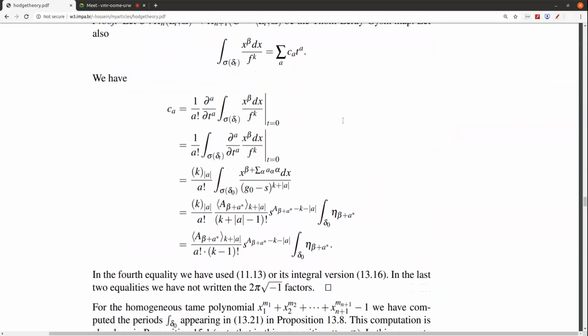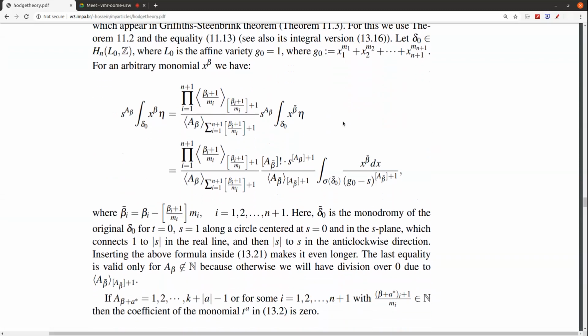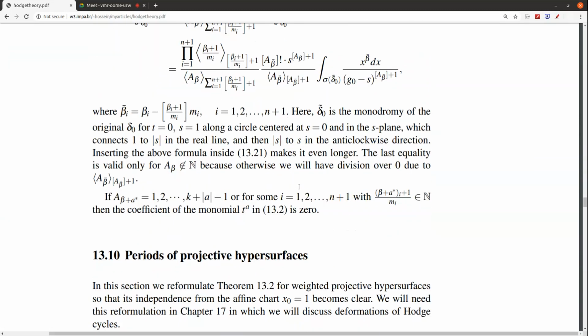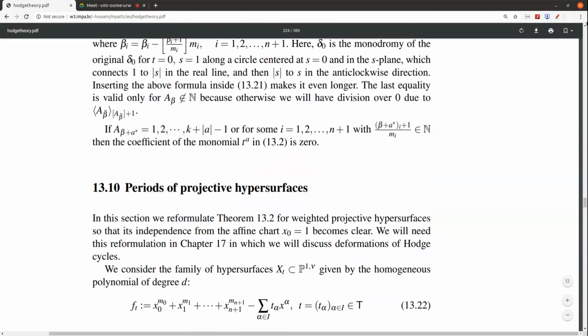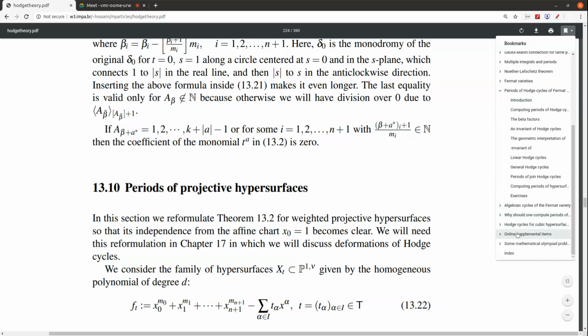You see that there are a lot of computations going on. I don't know if I will talk about these applications of writing the explicit Taylor series of these guys or not, but let me explain a little bit before going. One can get a lot of elementary problems out of this process of making Hodge theory more elementary. So let's go. Periods of Hodge cycles.